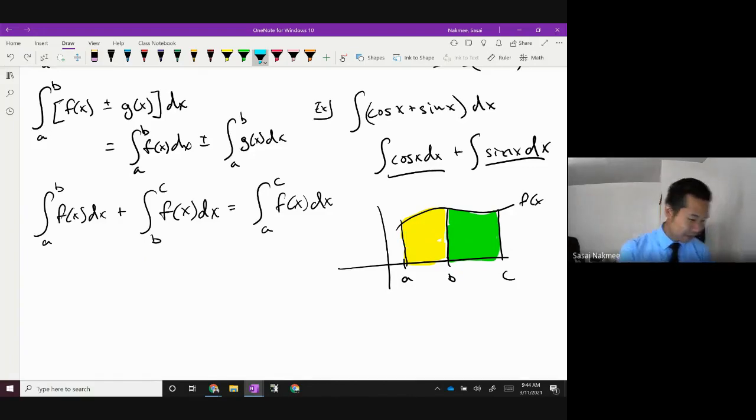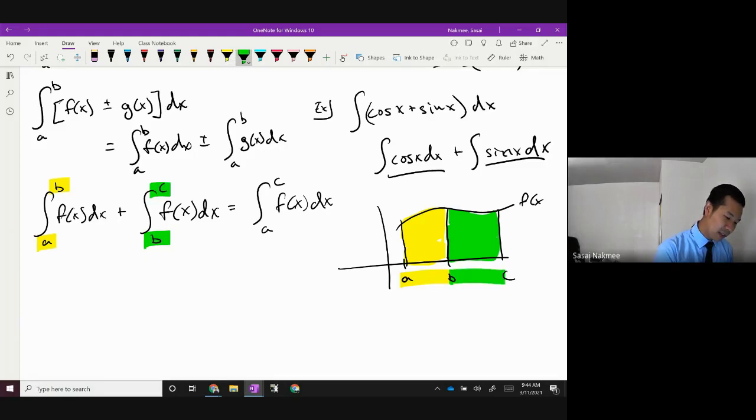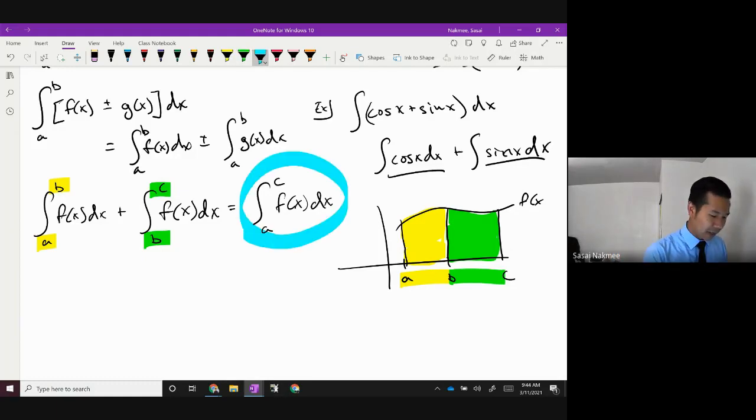You get the idea, right? If I'm going from A to B, that's this area right here. And then if I add that up with B to C, that's this area right here. And then if you add them together, we just end up with that new one right there, which is going to be from here to here, the whole area. All right, those are some basic properties there.